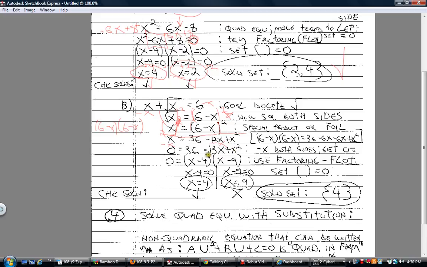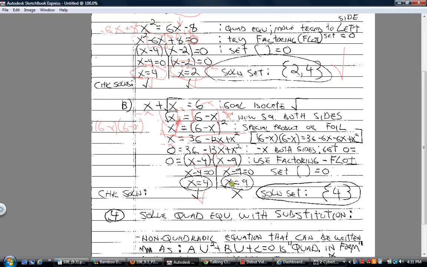Use reverse FOIL, factor them. I've got x squared, I'm looking at 36, I'm trying negative 4, negative 9. Multiply, they give me a positive 36. Add up the outer and the inner. Good news, you get negative 13x, you're on track. Now, therefore, you're going to take your zero factor property. It says take each parenthesis and set them equal to 0. So there you go. Solve for x. x equals 4, x equals 9.